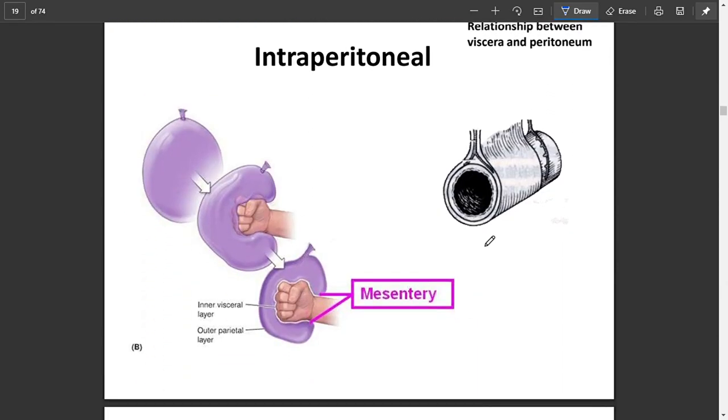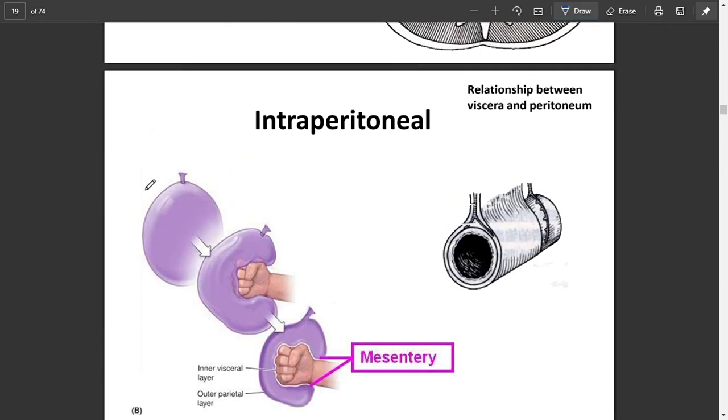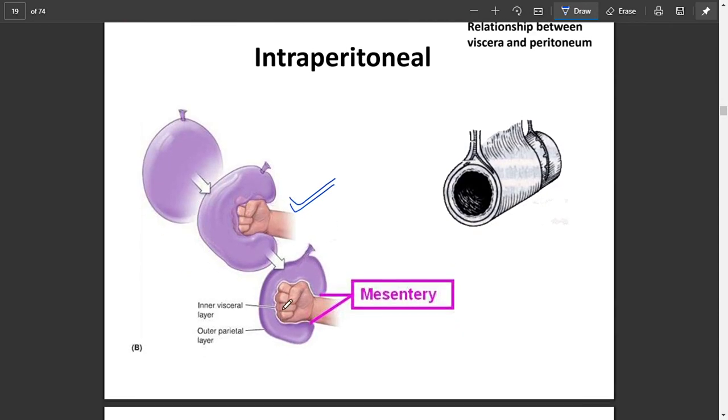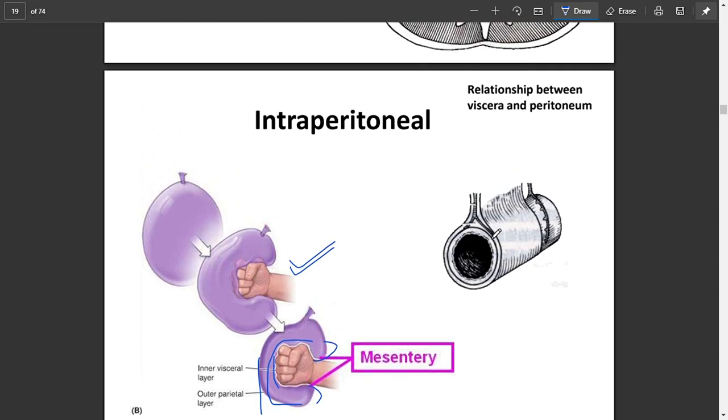So here is the general concept. As you can see, here's a balloon, and these are the organs. Consider this a hand and organ, and this organ is surrounded by this balloon now. It is surrounded, and this is the inner visceral layer, and this is the outer parietal layer, and these parts are mesenteries, which are covering the organ, and this is the intraperitoneal.